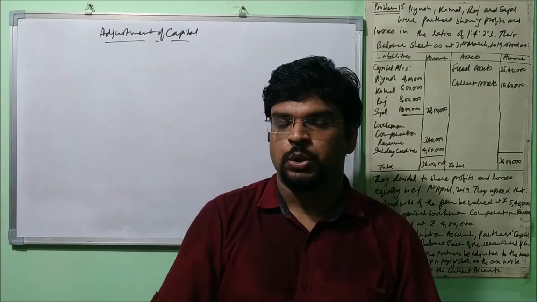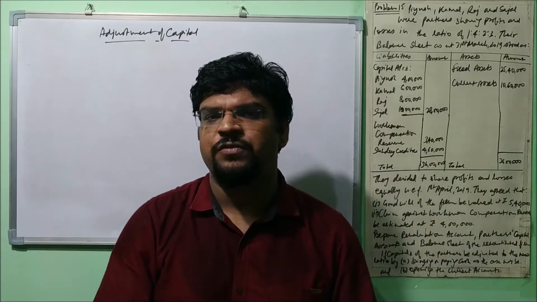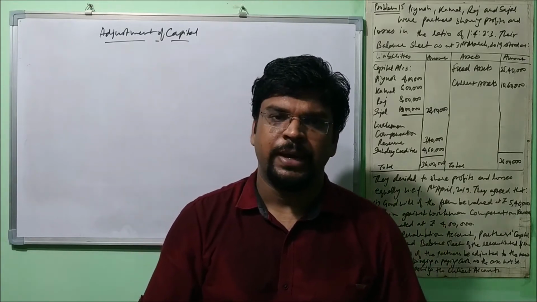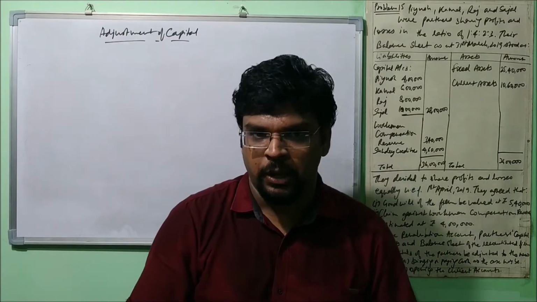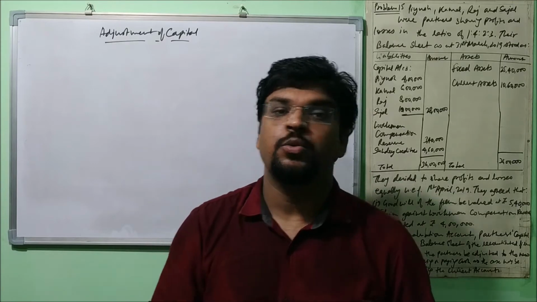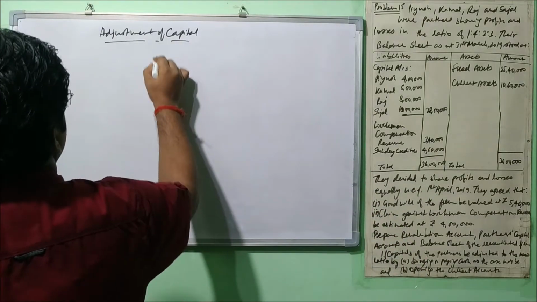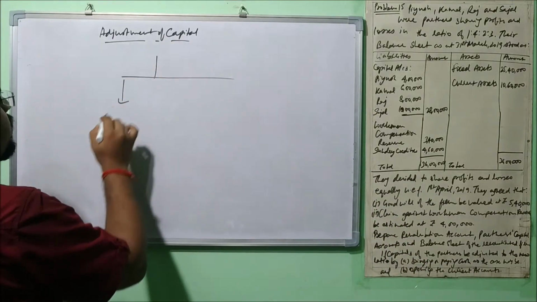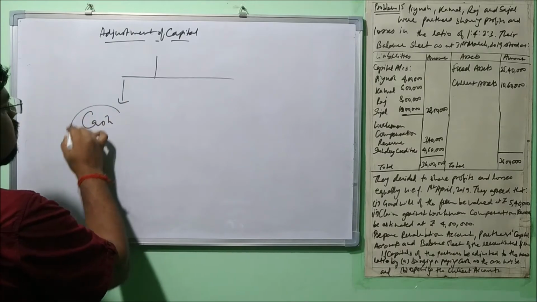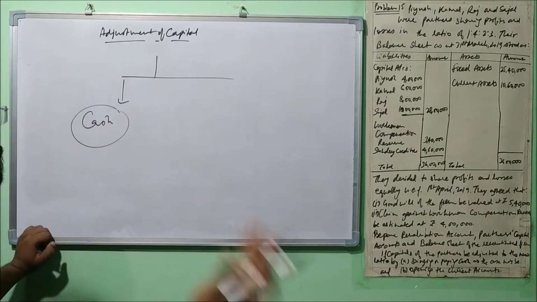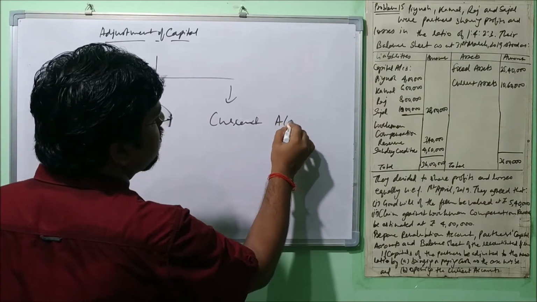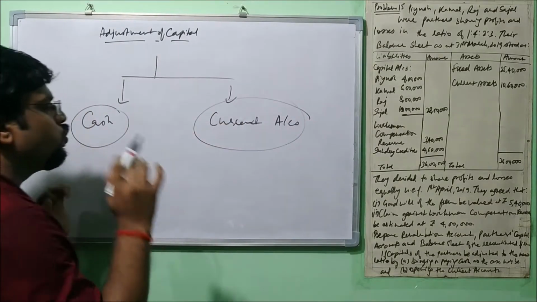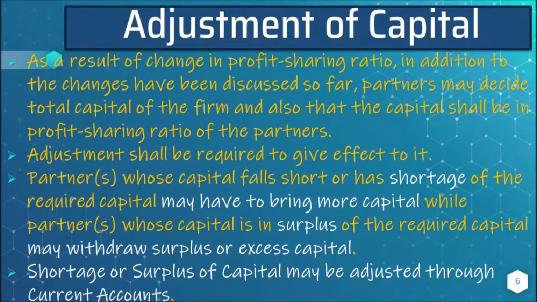You will understand all this when we attempt a numerical question in both the cases. Only then will you have a good idea about it. But you have to remember two things in your mind. Whenever there is an adjustment of capital, see in the question whether the partners are supposed to bring or pay cash, or whether they are supposed to open the current accounts. So you will have to keep focus on that.